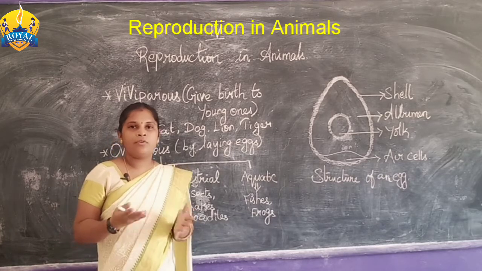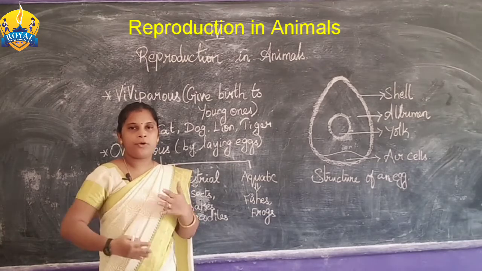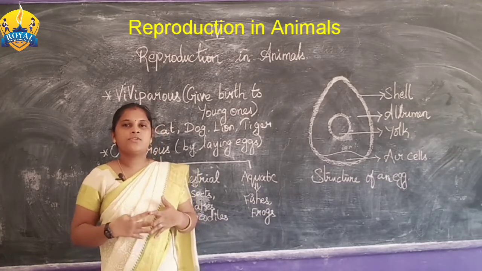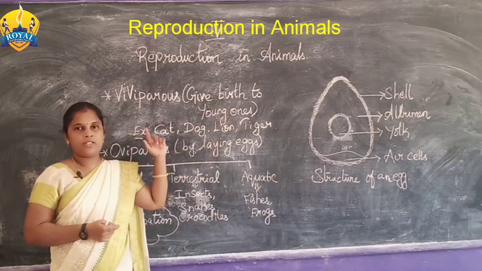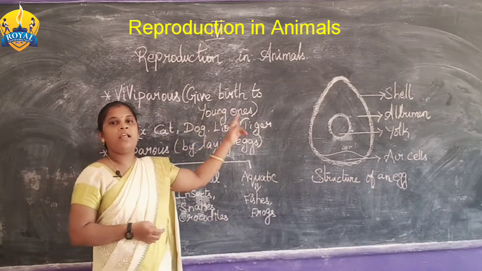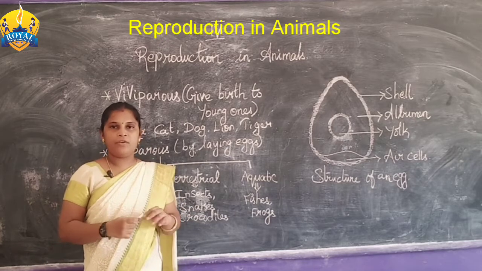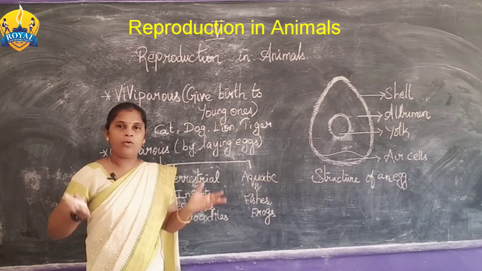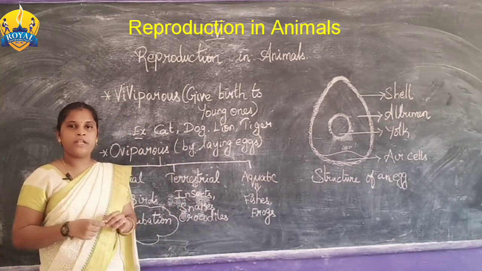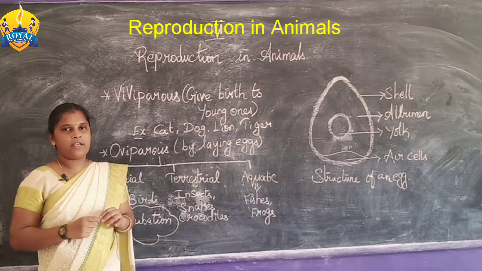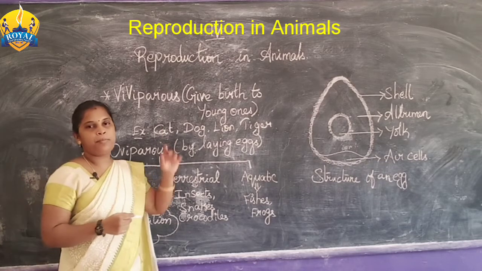Okay. Now what are we talking about? Reproduction. Animals can reproduce more of their own kind. So today our topic is reproduction in animals. What is reproduction? The process by which living things make more of their own kind is called reproduction.